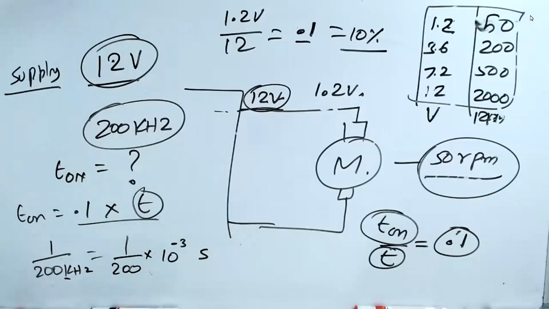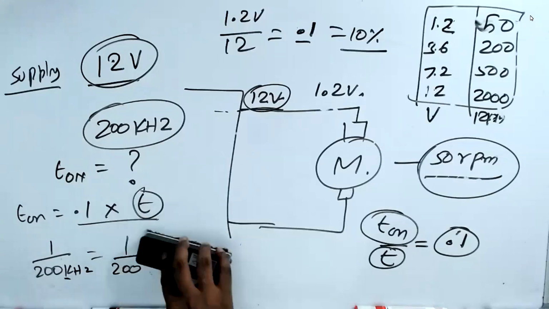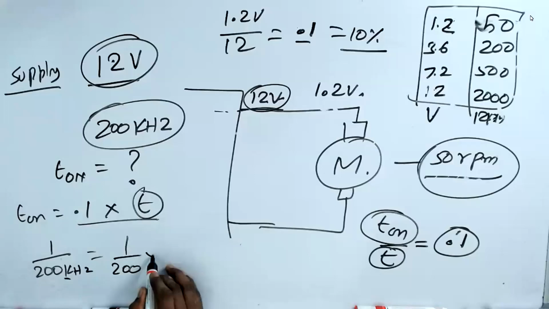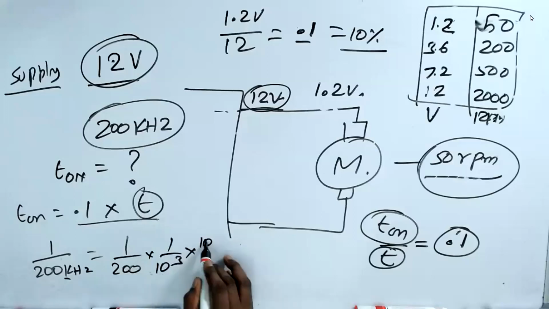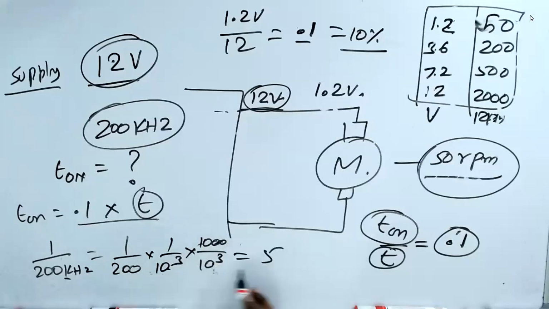Okay. But I have a 200 here. So what I have done here is, sorry, into 1 power 10 power 3. Now I do here, multiply by 1000 by 1000. So this becomes 10 power 3. So 1000 by 2 is 5. 10 power 3 becomes 10 power minus 6. So T is equal to 5 microsecond.